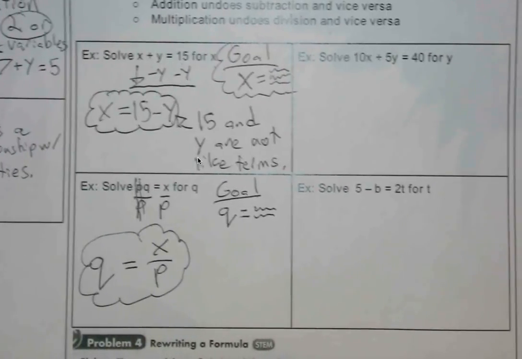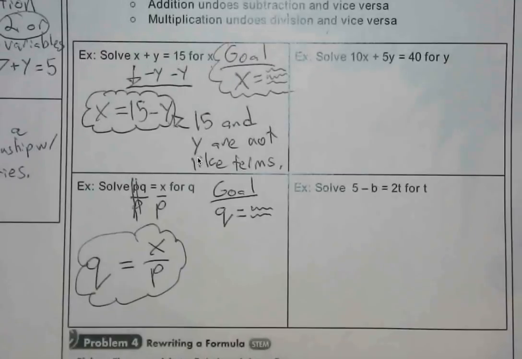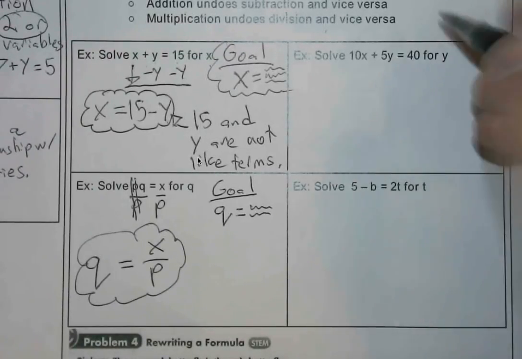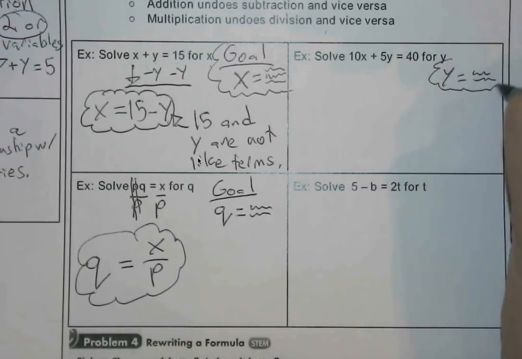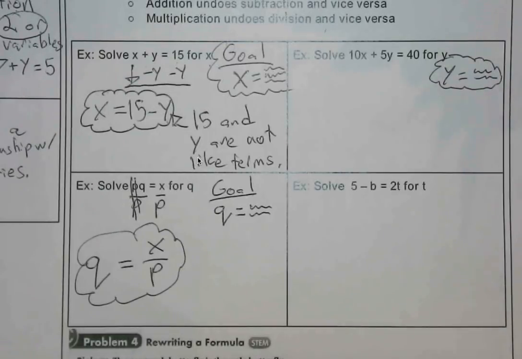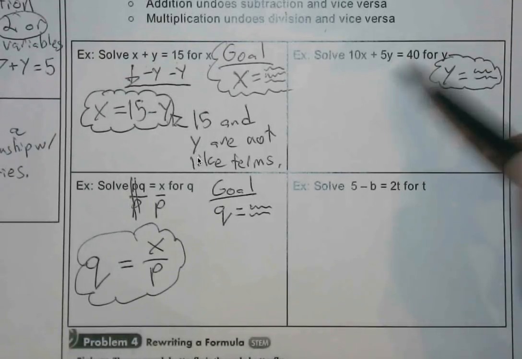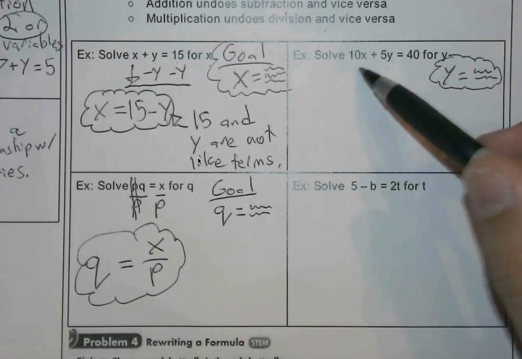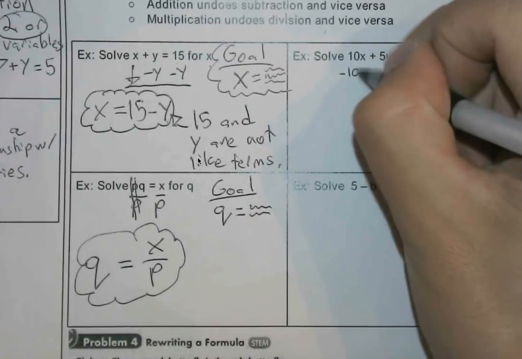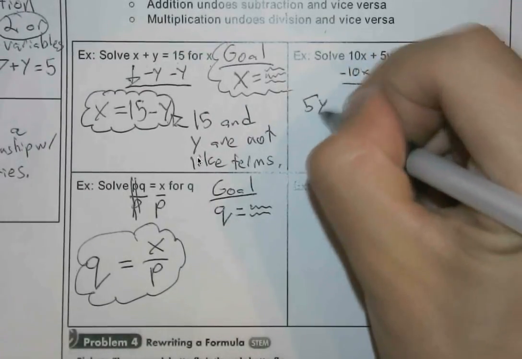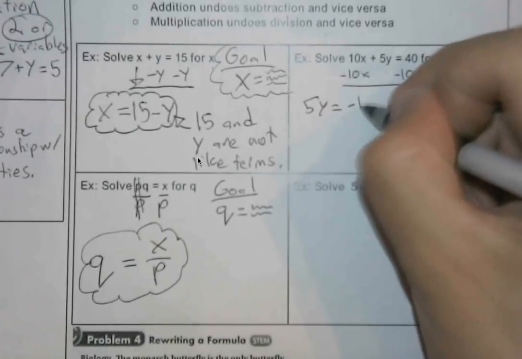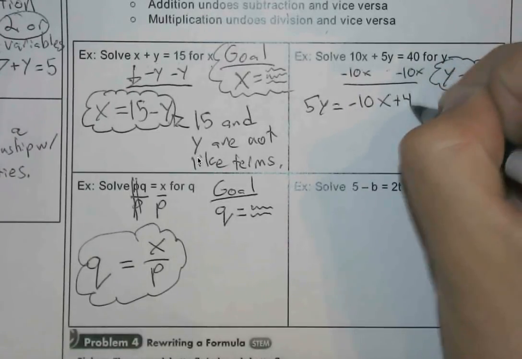For the next two, these take a little bit more work, but it's nothing we can't handle. I know that I want y to be equal to something. You may want to pause this if you're feeling comfy and try this problem out. But I'm trying to isolate y, so that means that I need to move this 10x. So if I deduct 10x here and here, 5y is now equal to negative 10x plus 40.